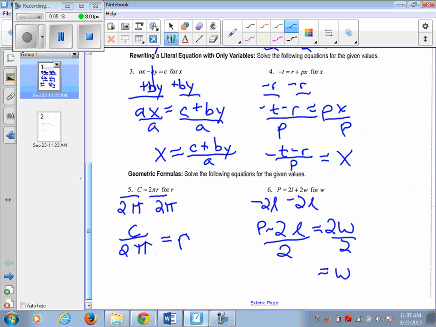For this side, you could either leave it like that, P minus 2L divided by 2. It's perfectly acceptable. Or you can distribute that dividing by 2. You get 1/2 P, or P divided by 2, minus L equals W.